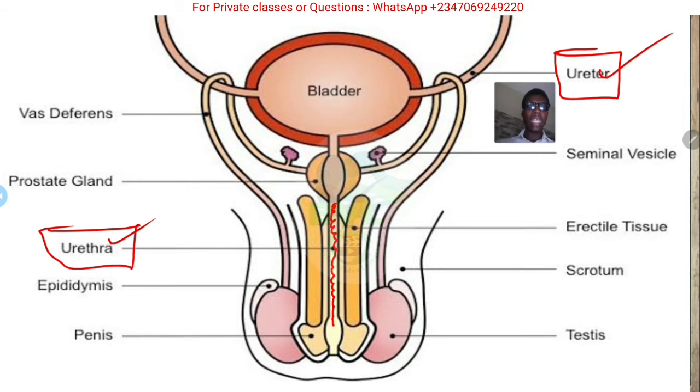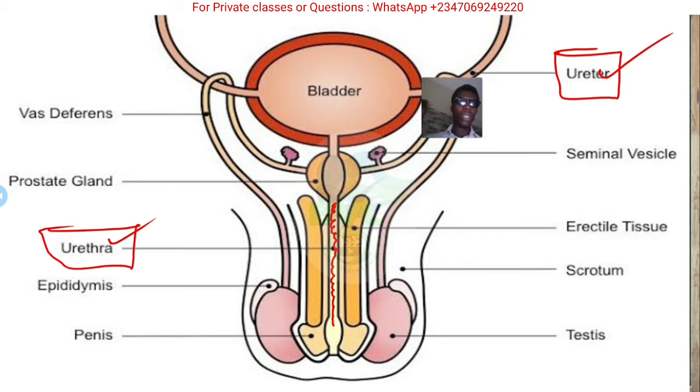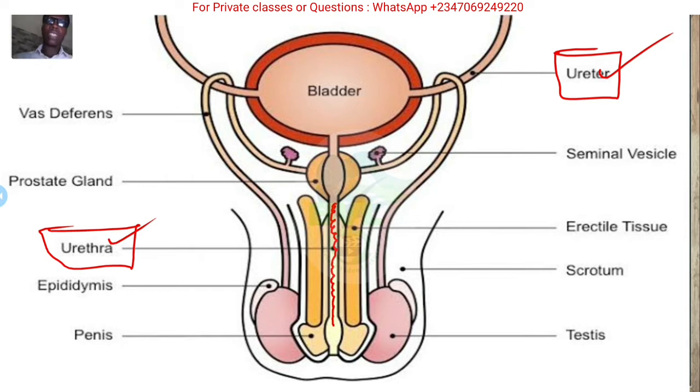That's where semen and urine pass through in males. Males use urethra for both, for reproduction by passing out semen and for excretion by passing out urine. But in females, urethra is only used for urination, and vagina is used for reproduction. So we have the penis, we have the testes, one singular here, we have the sperm duct.